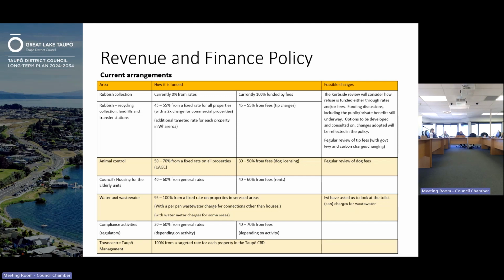It's medical centres. Medical centres? I was wondering. Yeah, okay. And we've got some water meter charges in some areas.